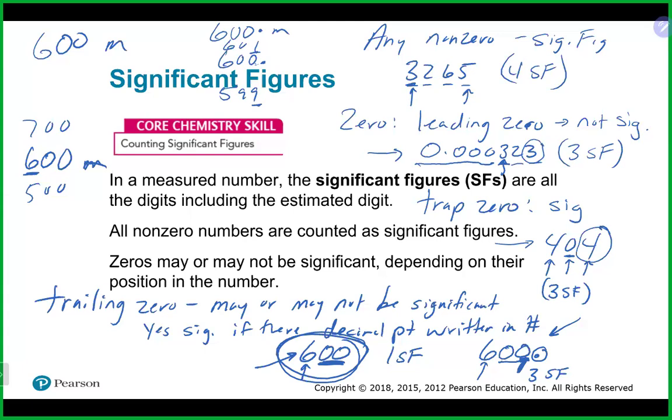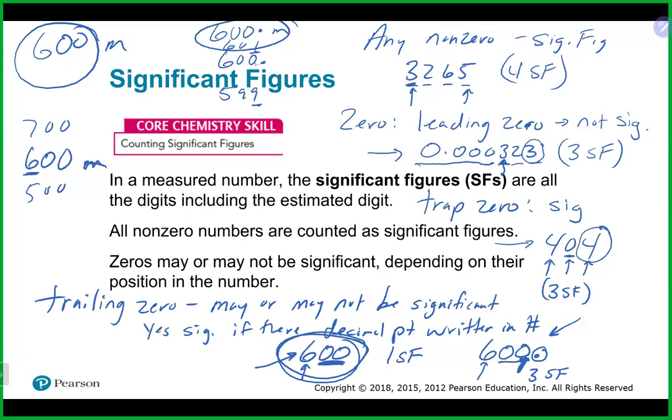So if you decided, I want to record my measurement like this, when you're all done and you use this in a calculation, you would probably end up with one significant figure, which means not the greatest calculation. That's a lot of error within that measurement. Here, you would have a lot more significant figures in your answer when it's all said and done. Any questions on that?